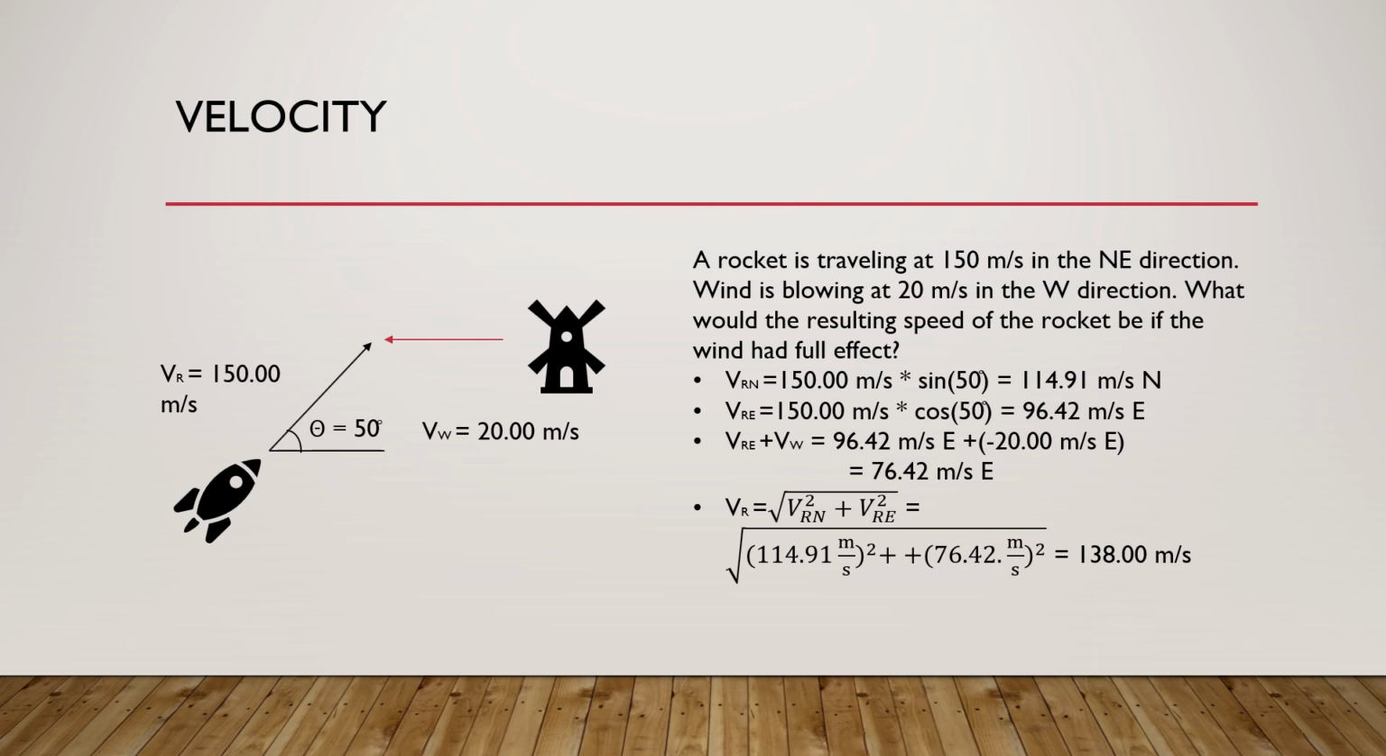Now that the vector is broken into component form, the wind velocity can be combined with the rocket's east velocity. Because the rocket is traveling east and the wind is blowing west, the wind speed is subtracted from the rocket's eastern speed. This calculation is shown in equation 3. This new rocket speed in the east direction and the rocket speed in the north direction can be recombined using Pythagorean theorem, as shown in equation 4, to achieve the final rocket velocity. The resulting vector has a magnitude of 138 meters per second as opposed to its initial velocity of 150 meters per second.